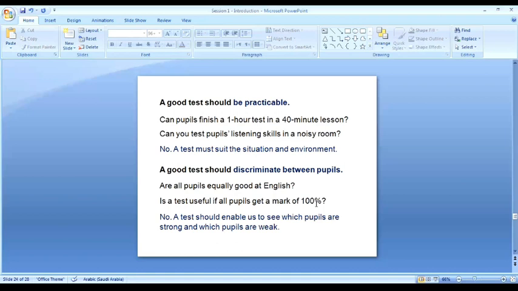There should be one difficult question, and the questions in a test should vary from easy to difficult. Like number one, asking the pupils to define words. Number two, like matching, like multiple choice. And then the last question about writing. Because writing needs ability, not all students are good at writing. So in this case, they should discriminate between pupils. A test should enable us to see which pupils are strong and which pupils are weak.